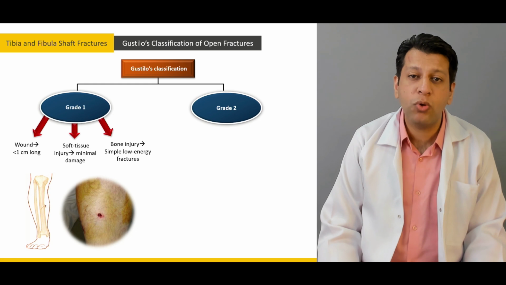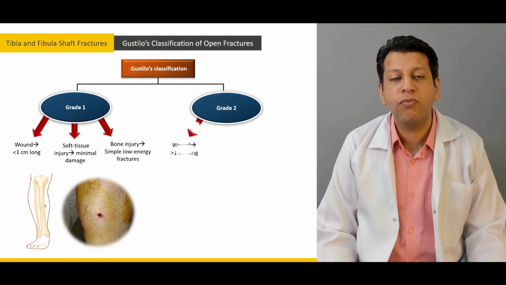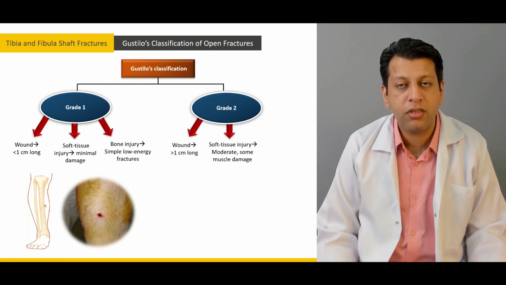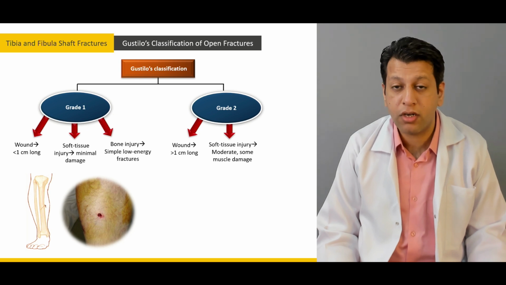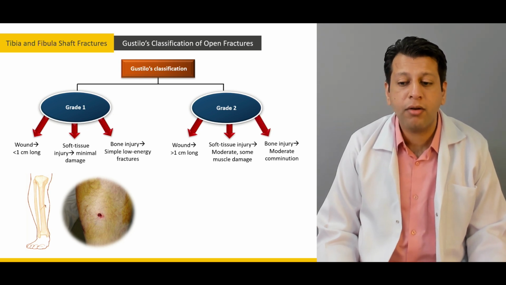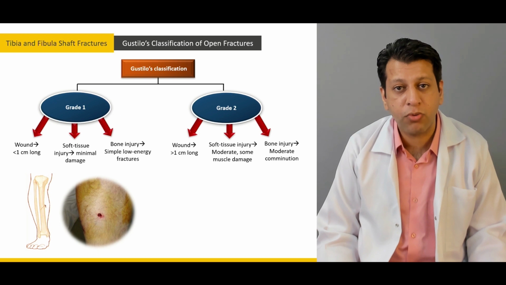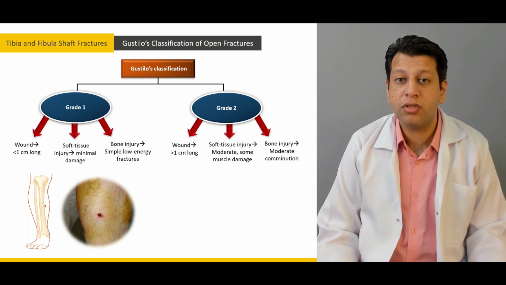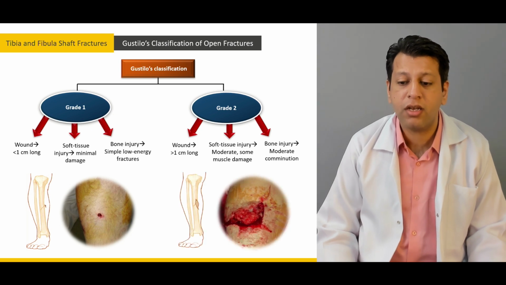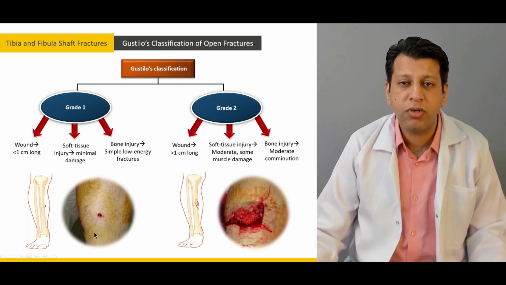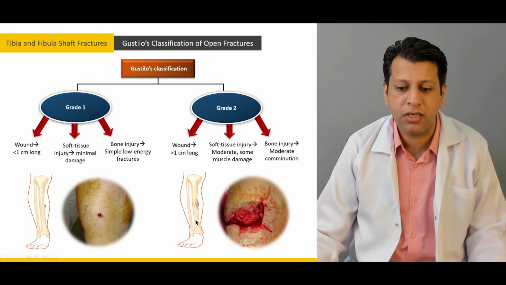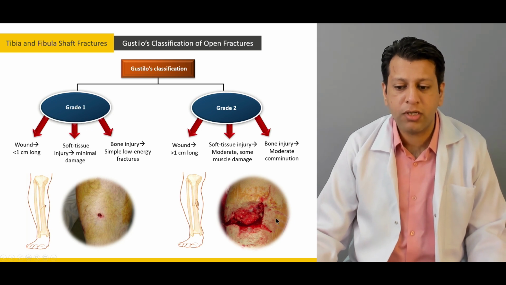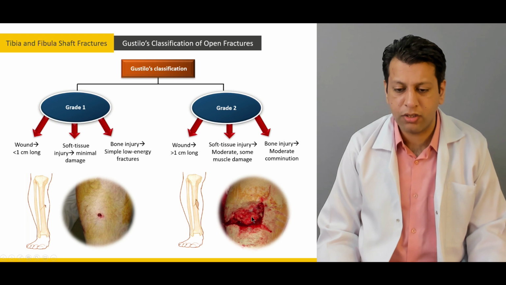Grade or type 2 is where the wound is more than 1 centimeter. There is a mild to moderate degree of soft tissue injury and a mild to moderate degree of bone injury as well. There may be some degree of comminution seen at the fracture site, as well as a larger wound, usually more than 1 centimeter but less than 10 centimeters. As you can appreciate, this is a classically grade 2 injury.